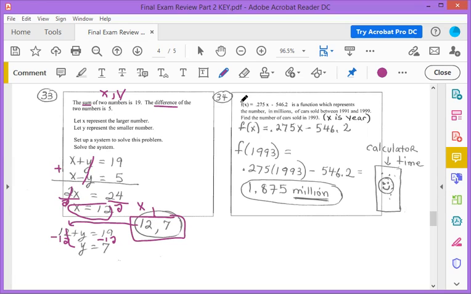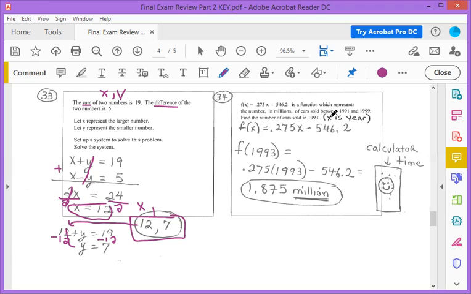For 34, we have f of x equals 0.275x minus 546.2. This is the function, and it represents the number of cars in millions that were sold between 1991 and 1999. We've got to find the number of cars that were sold in 1993. So if x represents the year, this function gives you the value of cars in millions that were sold between 1991 and 1999.